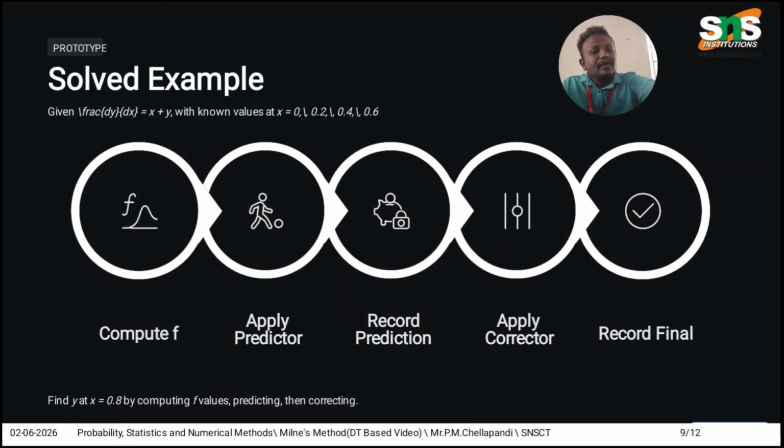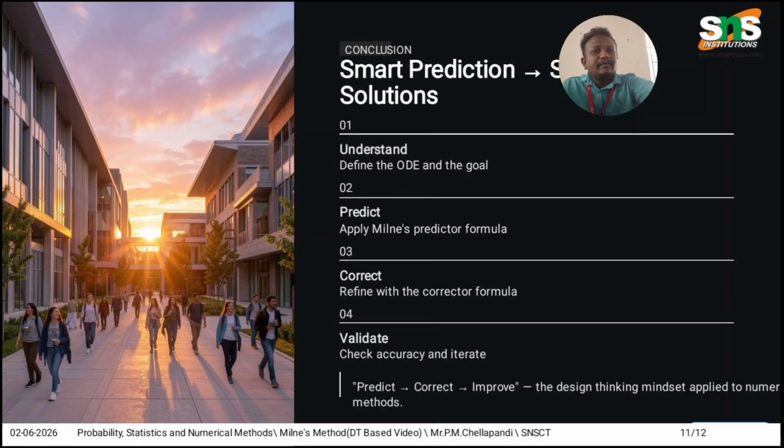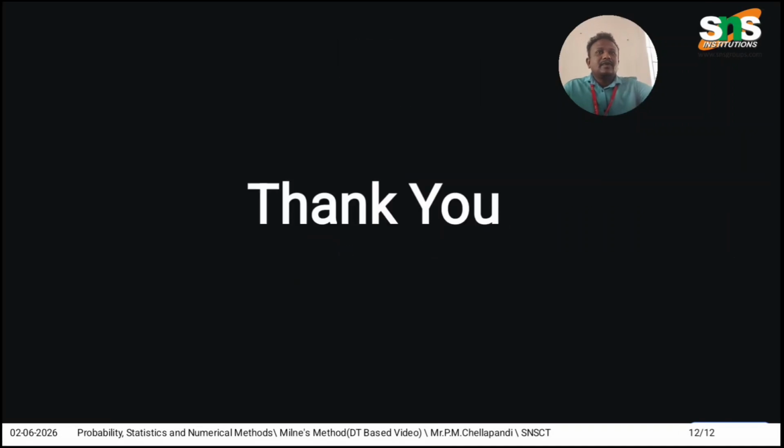Milne's method combines prediction and correction to provide efficient numerical solutions. The design thinking process helps us understand why the method is needed and how it solves practical problems. The idea can be summarized as understand the problem, predict the solution, correct the estimate, validate the results. This reflects the design thinking mindset of predict, correct, improve.